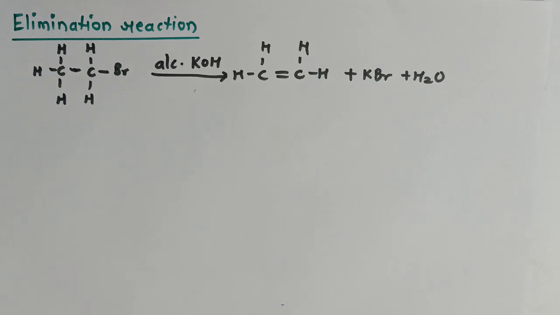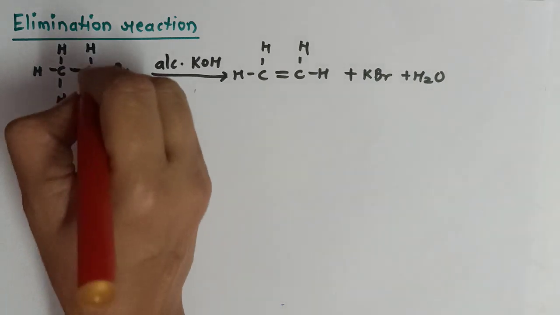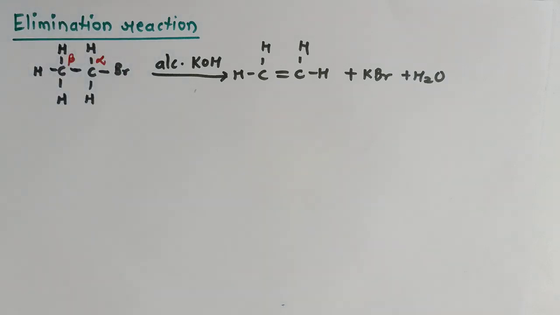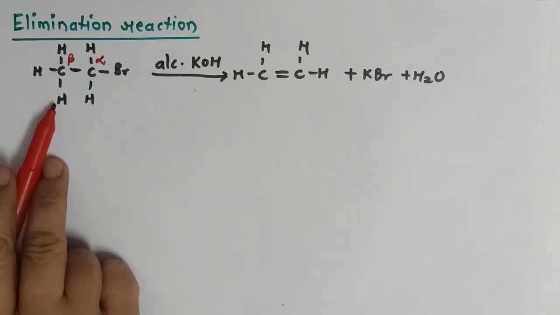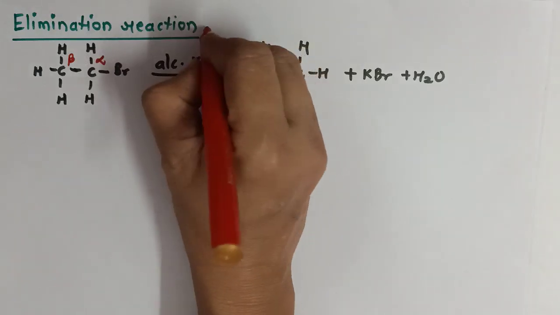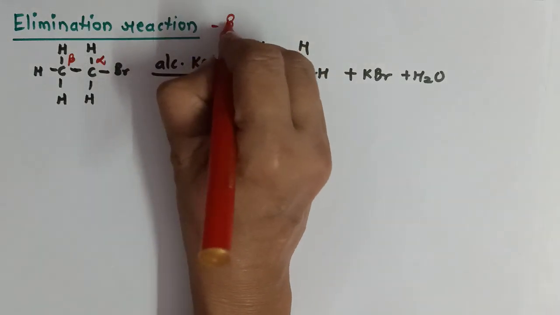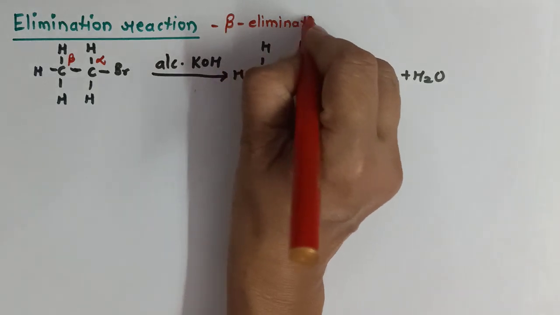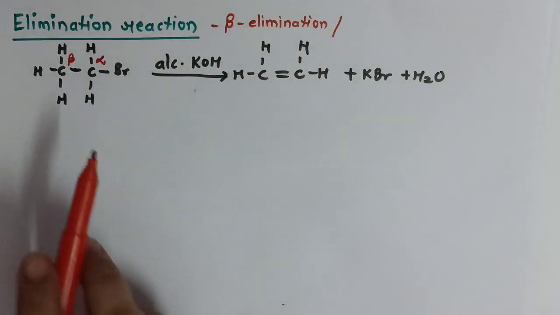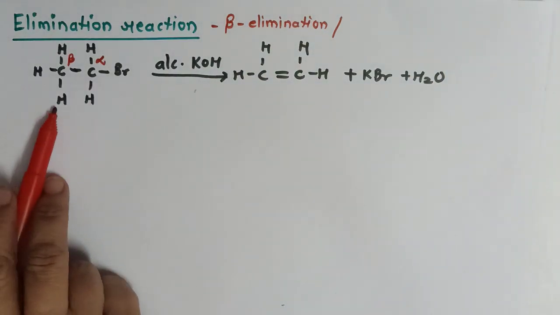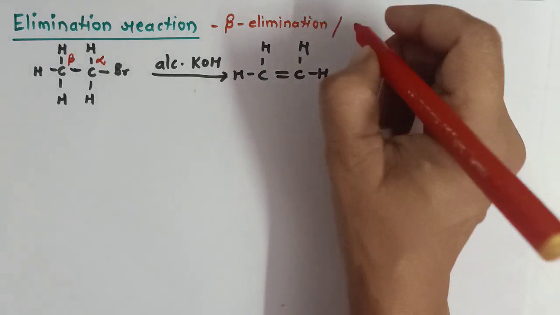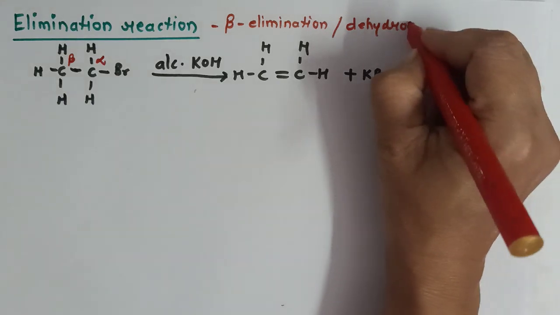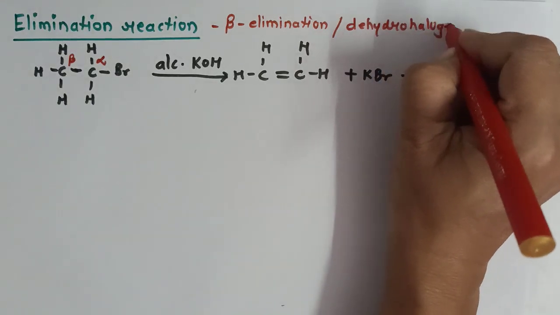Now from our 11th class knowledge, we know that this is alpha carbon atom and this is beta carbon atom. Now since hydrogen from beta carbon atom is removed, this reaction is also known as beta elimination. Halogen is also removed, hydrogen is also removed, and therefore another name of this reaction is dehydrohalogenation.